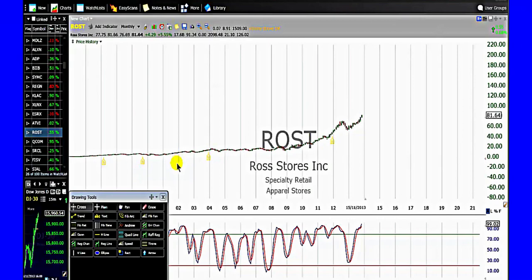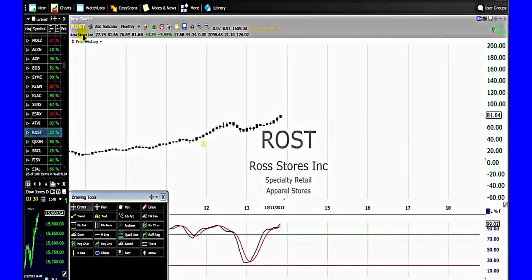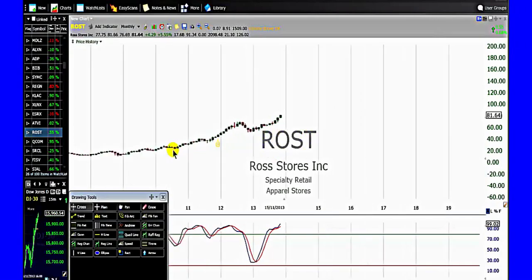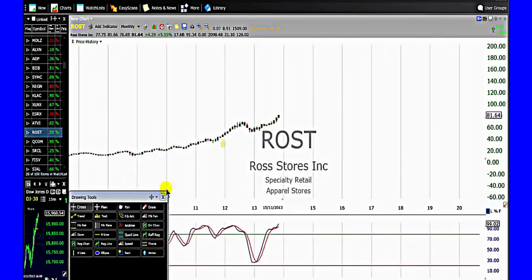All right. So here we are. We are looking at a stock here: Ross Stores Incorporated, ticker R-O-S-T, ROST. Right here. And we are on a monthly chart. As you can see, I'm going to show you on a real chart what I've already drawn, to illustrate how we can use the Pitchfork tool for swing trading.